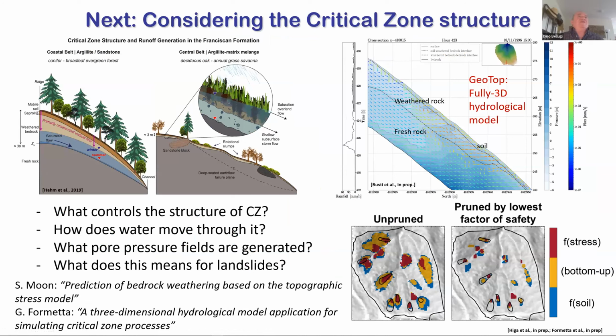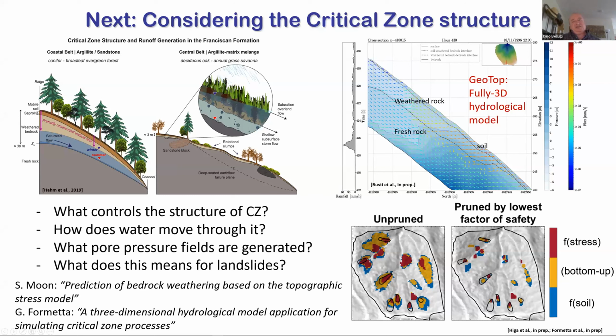Oh, okay. Well, I'll finish by saying that slope parallel flow is not the only flow. We know that the critical zone changes and generates a variety of different runoff mechanisms. And so to look at the whole picture, we can look at models like Solgi showed us yesterday of critical zone structure and couple them with a model like the one that Giuseppe presented that is capable of predicting fluxes and pressures. And then couple this with our model and start asking questions like what controls the structure, how does water move through it, what kind of pressure fields, and what does this mean for landslides.